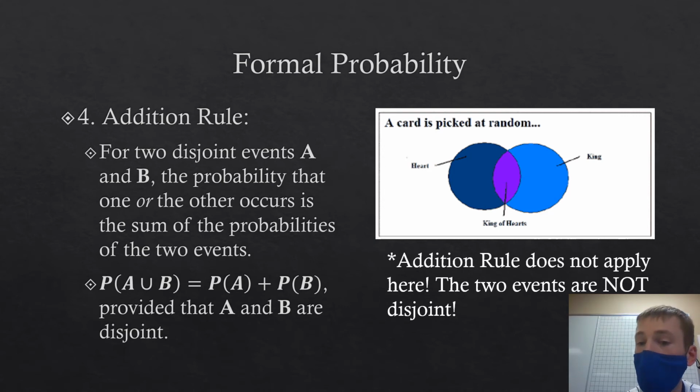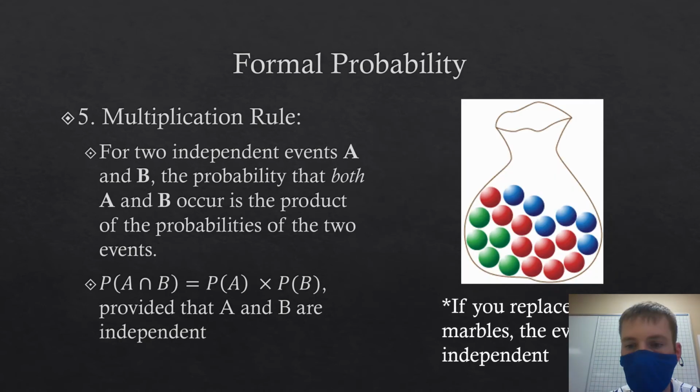Now, keep in mind, this is only valid for disjoint or mutually exclusive events. What we're going to see in our next chapter is if we do have an intersection in our Venn diagram, or if the two events can happen at the same time, we have to add a little bit more to this formula. But if you're provided that the two events are disjoint or mutually exclusive, just add them together. That's your probability.